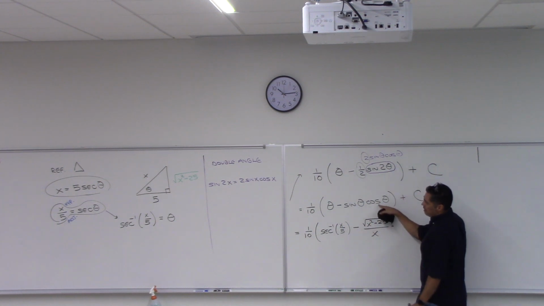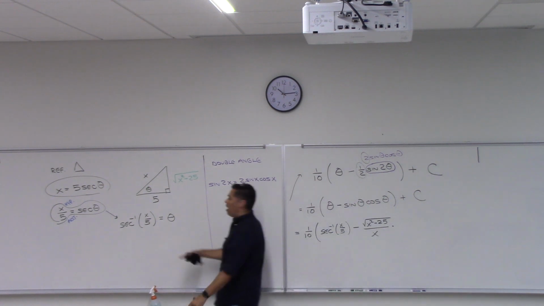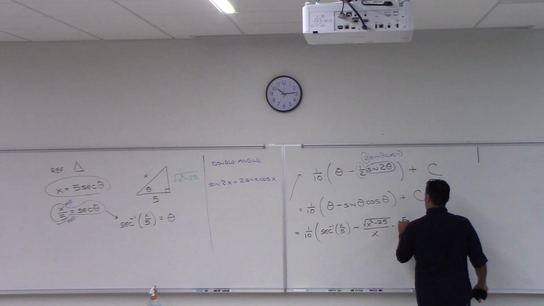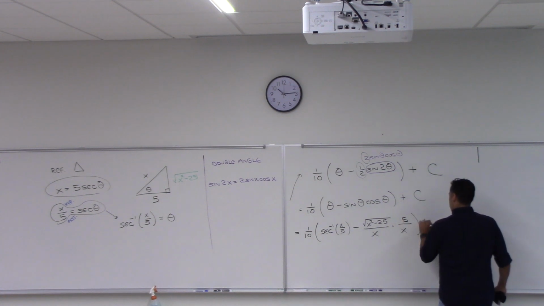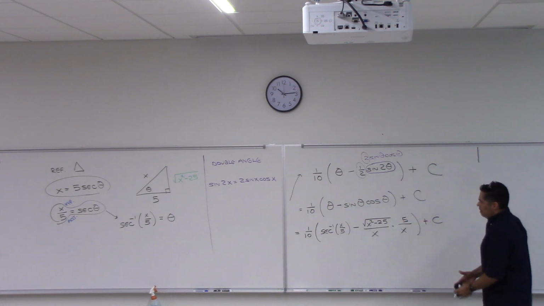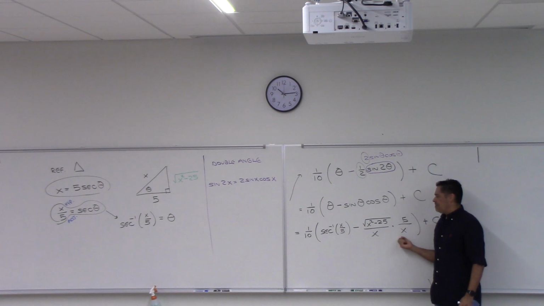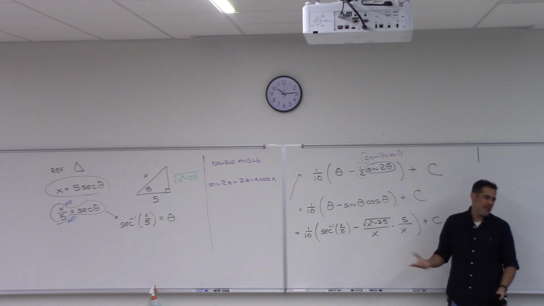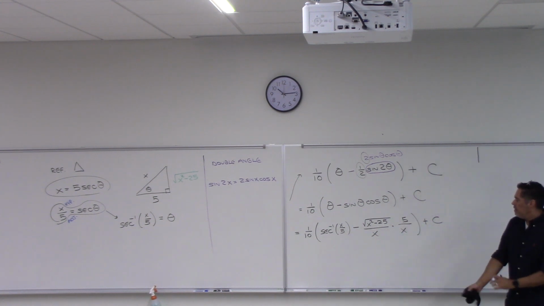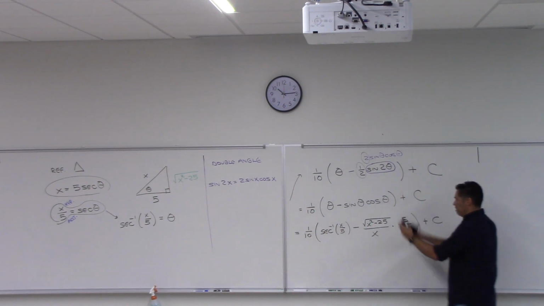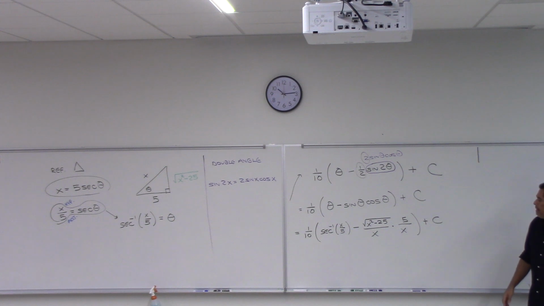Times cosine theta. Cosine theta is adjacent over hypotenuse, 5 over x. Plus c. Now you could, if you want, multiply these together, which would mean you just plop a 5 in front of that root, and then x times x is x squared. But that's pretty much about all you need to do there. And then you could, if you want, pass the 1/10 through both, but I think this is good. This is all I really need. You've got the antiderivative in terms of x.